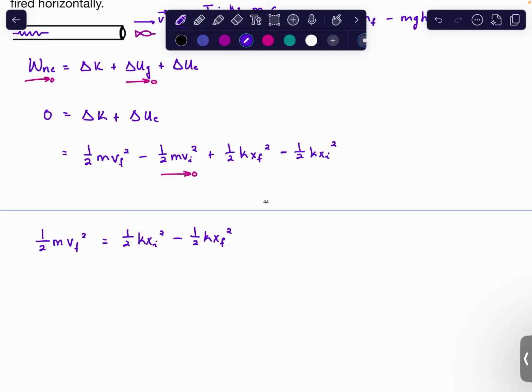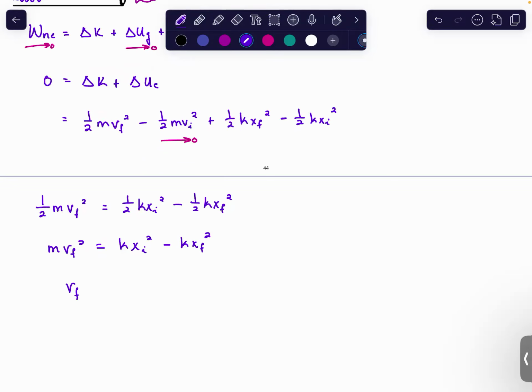Now what's the next thing we can do to simplify this? We got a 1/2. So we're going to multiply through by 2 to get rid of all the 1/2s. Then the v final squared is going to be k over m, so we're going to pull k out. And in here we're going to have x squared.